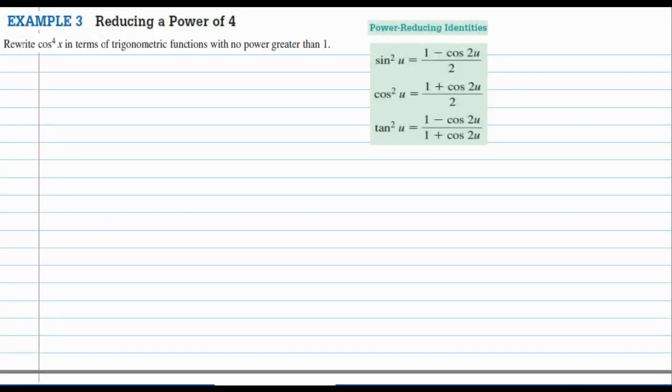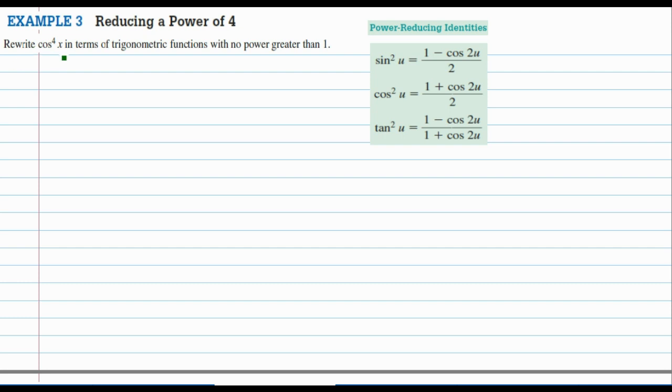This is the screencast for example 3, section 5.4. Almost forgot. We're going to do power reducing identities, which give us a way to take a trig function that has a square and convert it to a trig function that doesn't have a square, only has a single power. Those can be used in stuff like example 3.